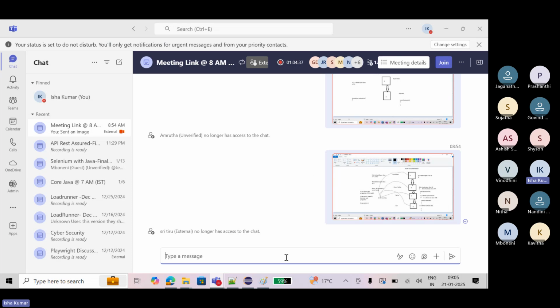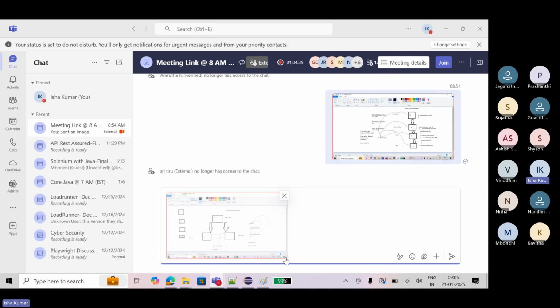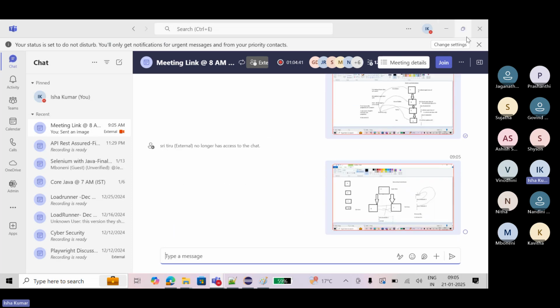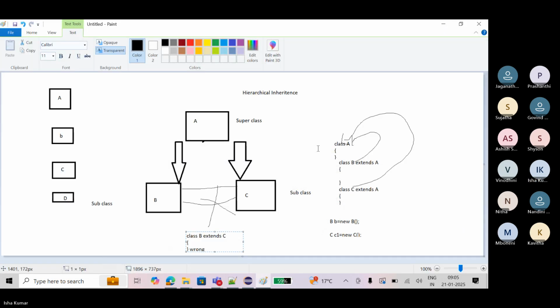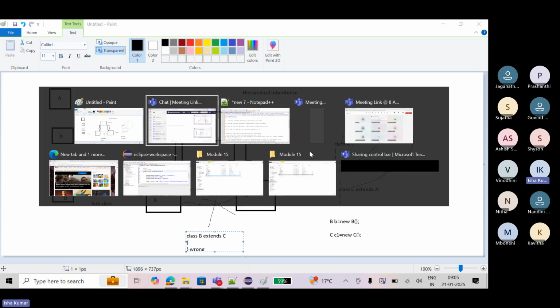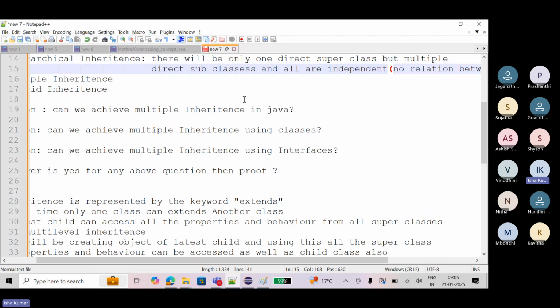Take this also. Tomorrow, I am not teaching multiple inheritance today because it's very important. Tomorrow, I have to prove it. So this is hierarchical inheritance, where one father will have multiple children. You can write it like this also. There will be only one direct superclass, but one father can have multiple children, and all will be inheriting the behavior independently.